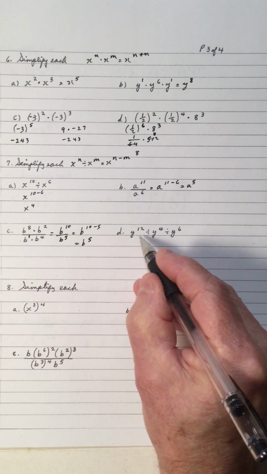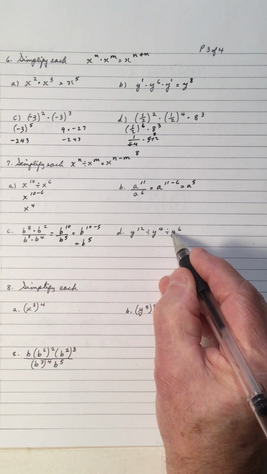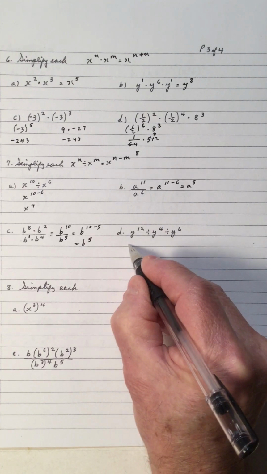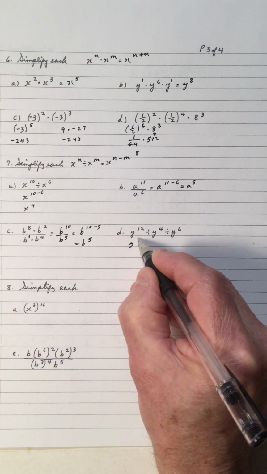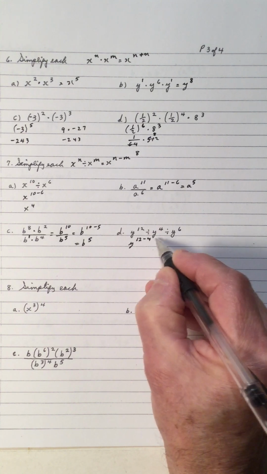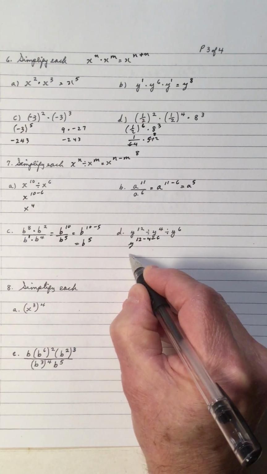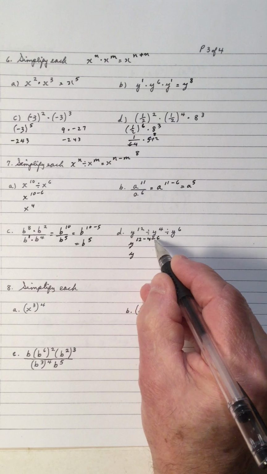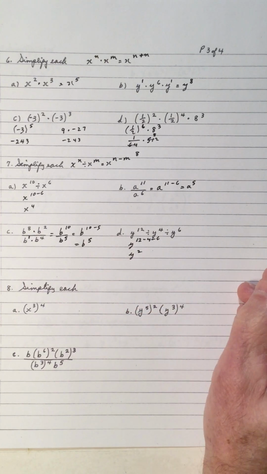And here we have the same bases. There's a y and a y and a y, so we have y. Because we're dividing, we can subtract the 4. Because we're dividing, we can subtract the 6. So that's y. That's an 8 minus 6, so that becomes 2.